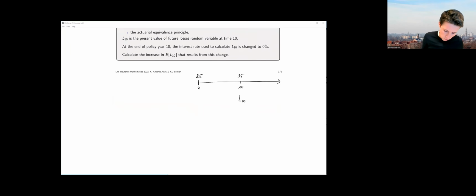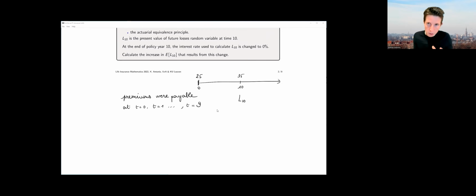So that also means that the premiums were payable at the following time points, namely at time 0, time 1, up until time 9. So in fact, everything related to the premiums is over at the moment that you put yourself at time 10. So there is nothing you should worry about anymore when expressing the L10 random variable. You shouldn't worry anymore about the premiums because that's over. That happened in the past.